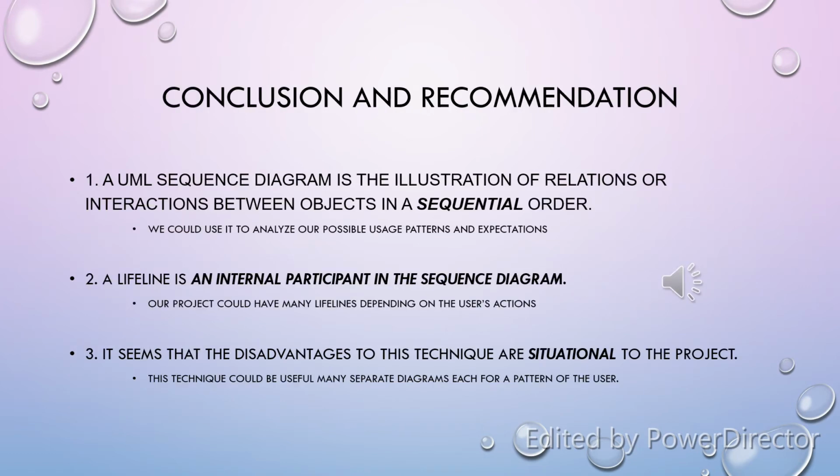Here are some of our conclusions and recommendations. 1. A UML sequence diagram is the illustration of relations or interactions between objects in a sequential order. We could use it to analyze our possible usage patterns and expectations. 2. A lifeline is an internal participant in the sequence diagram. Our project could have many lifelines depending on the user's interaction. And 3. It seems that the disadvantages to this technique are situational to the project. This technique could be useful, with many separate diagrams, each for a pattern of the user.